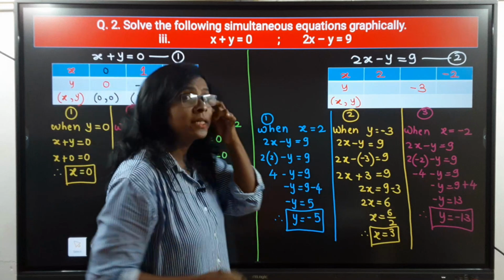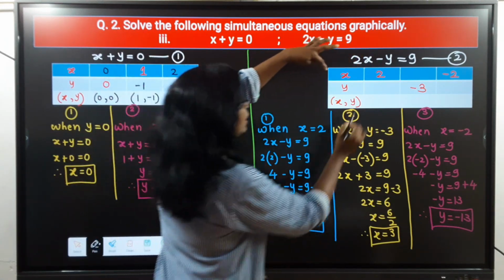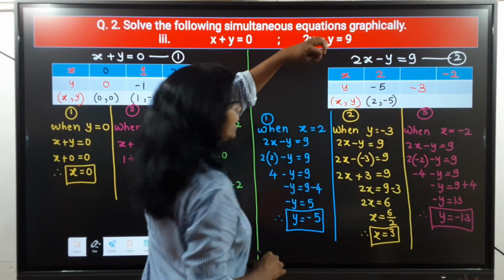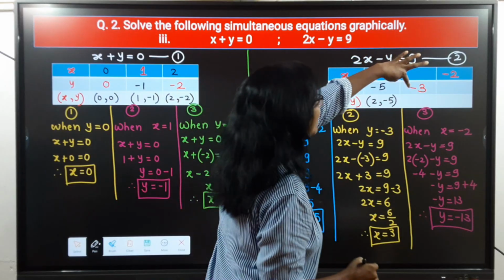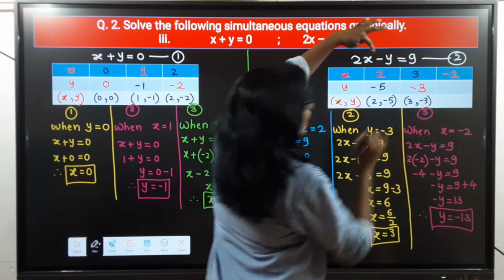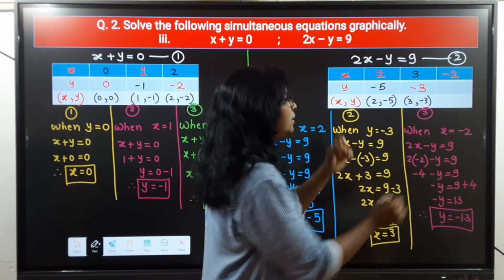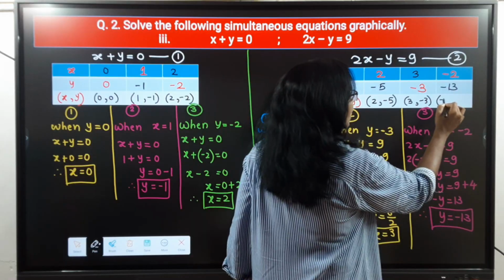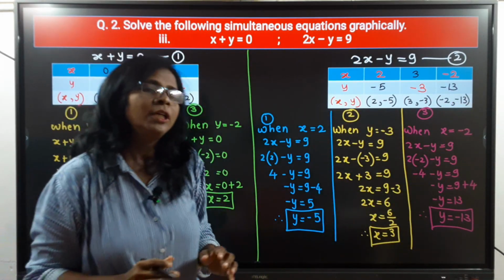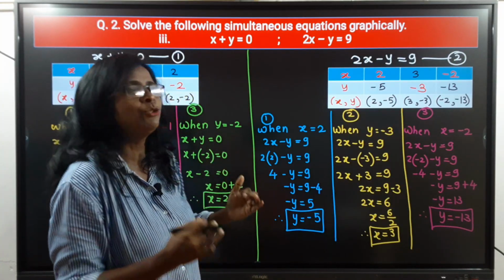Then for the next equation, the values are: when x is equal to 2, y is equal to minus 5, so the coordinates are 2, minus 5. Then for the second value, when y is equal to minus 3, x is equal to 3, so the coordinates are 3, minus 3. And for the third value, when x is equal to minus 2, y is equal to minus 13, so the coordinates are minus 2, minus 13. In such a way we have to find the values for the individual equations.